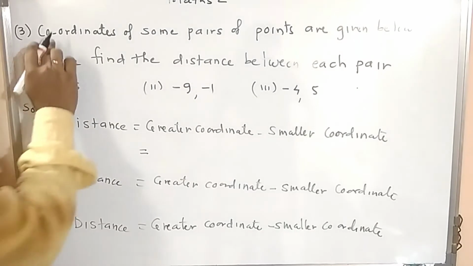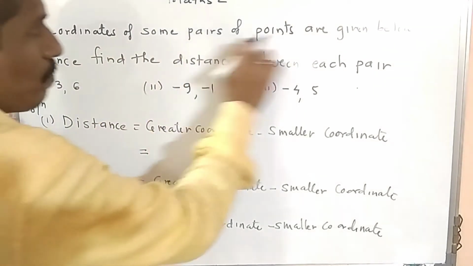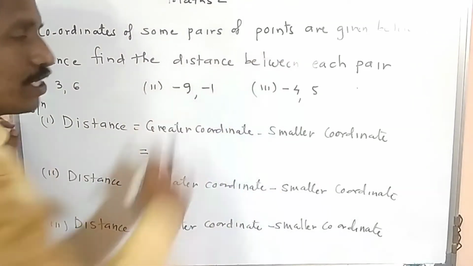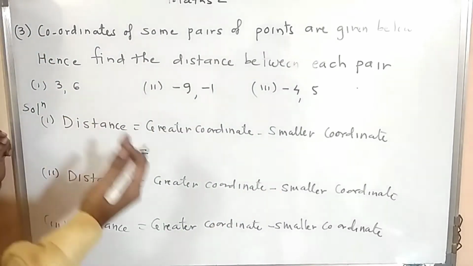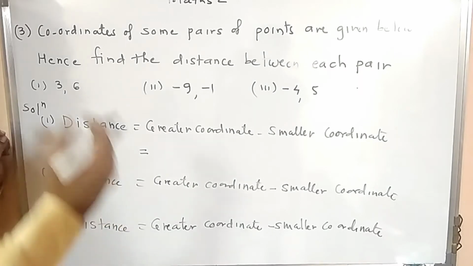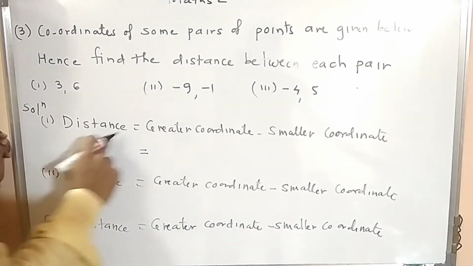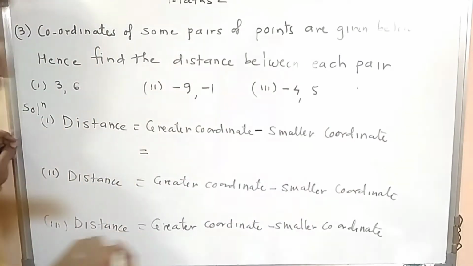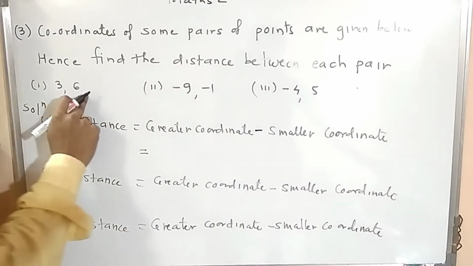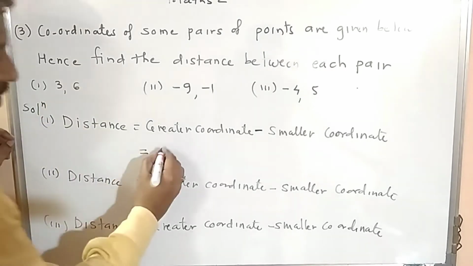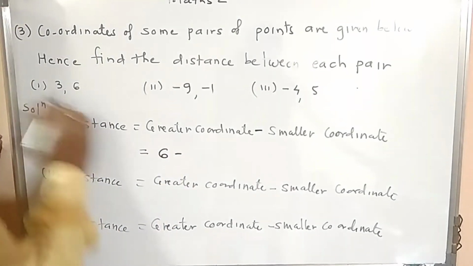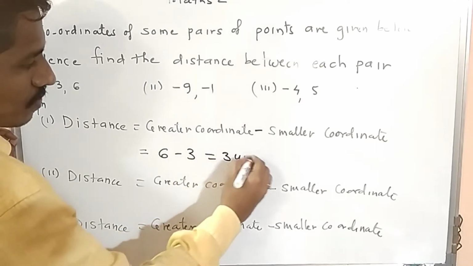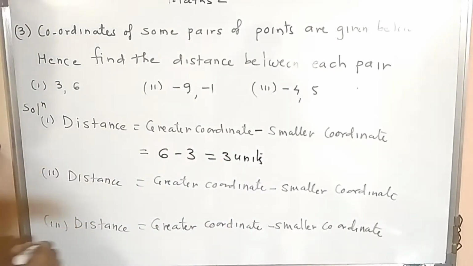Question number 3. Coordinates of some pairs of points are given below. Hence find the distance between each pair. If coordinates are given, then how to find distance? Distance is equal to greater coordinate minus smaller coordinate. So out of 3 and 6, which one is greater? Greater one is 6 minus smaller coordinate 3, and 6 minus 3, the distance is 3 units.